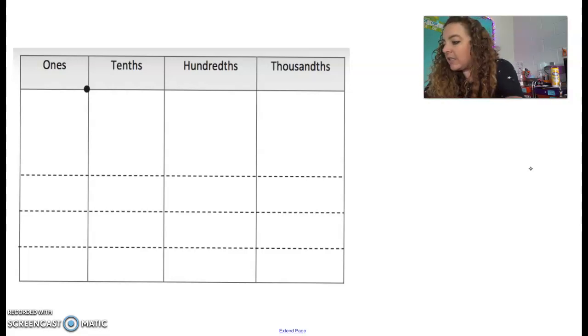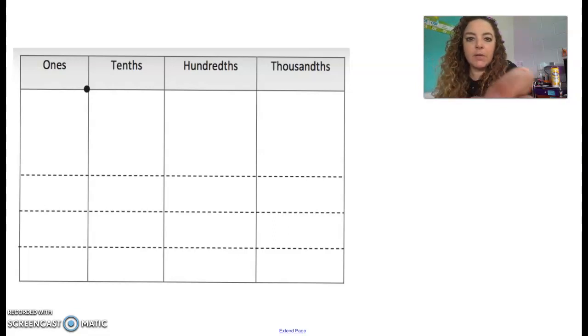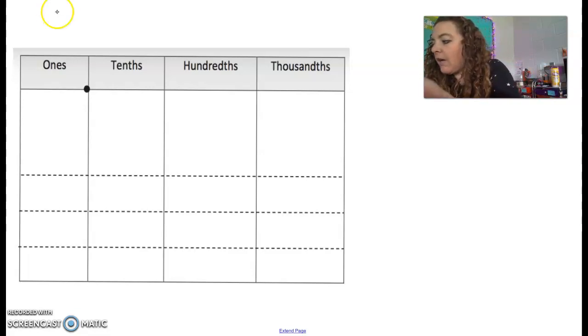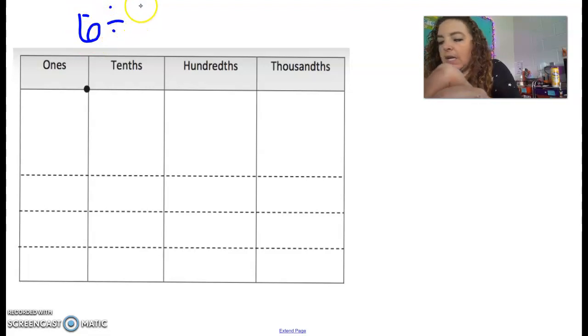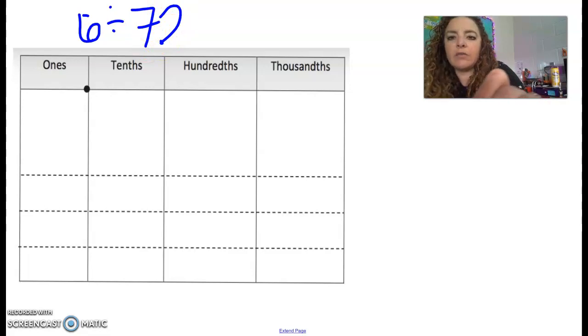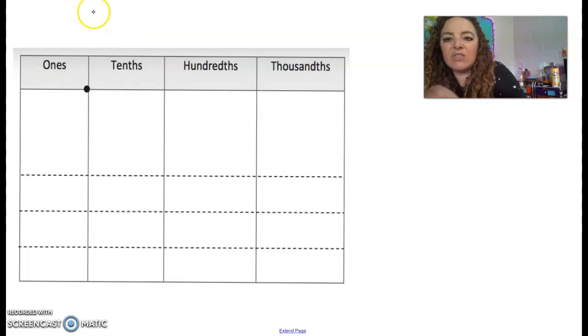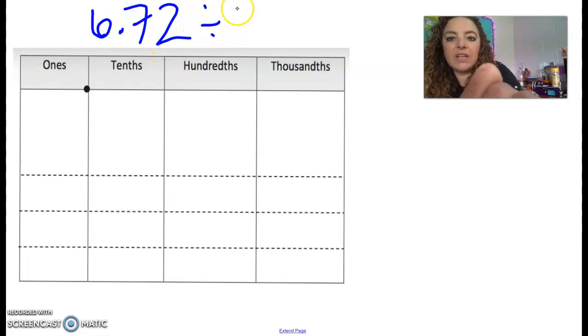Okay, so let's go ahead and try out, let me get my pen here. Let's try out 6 and 72/100. Oh, that was terrible. I did not even write that correctly. My hand got ahead of my brain there. So let me start over here. We're going to do 6 and 72/100 divided by 4.